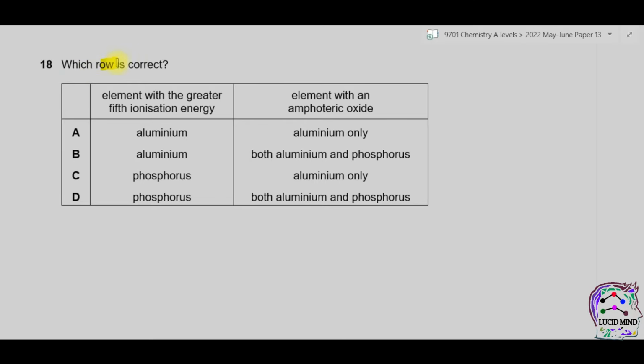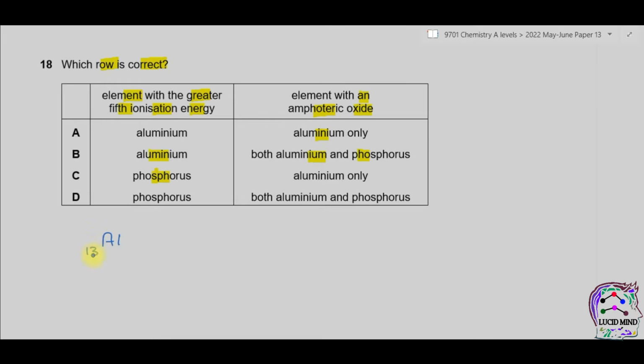Question number 18, which row is correct? We have elements with the greater fifth ionization energy and the element with an amphoteric oxide. So we have to find out whether it is aluminum or phosphorus, and whether it is aluminum or both aluminum and phosphorus. So let's see, for this one we need to find out the electronic configuration. Aluminum is 13, phosphorus is 15. So let's do them one by one.